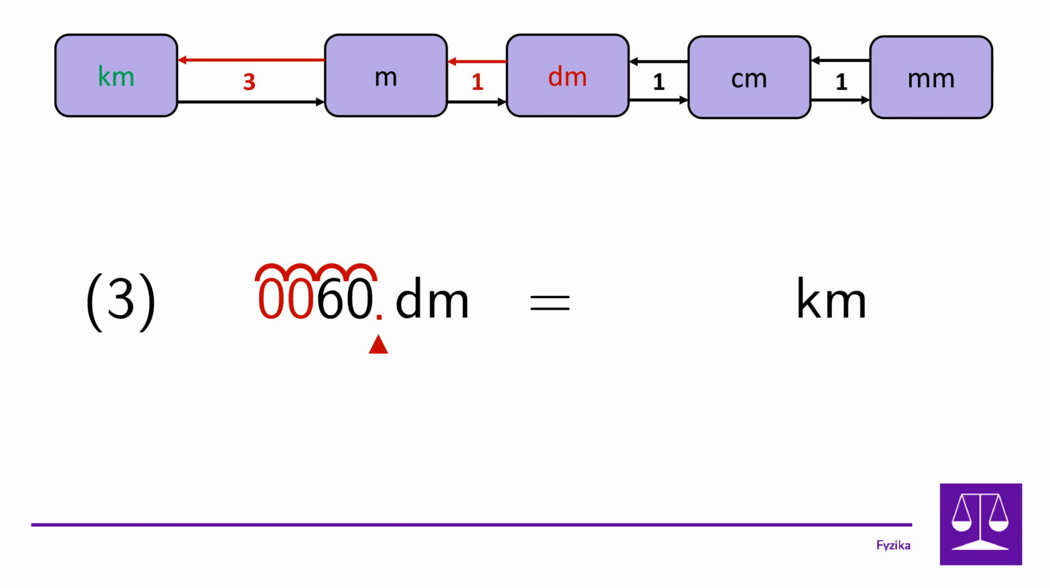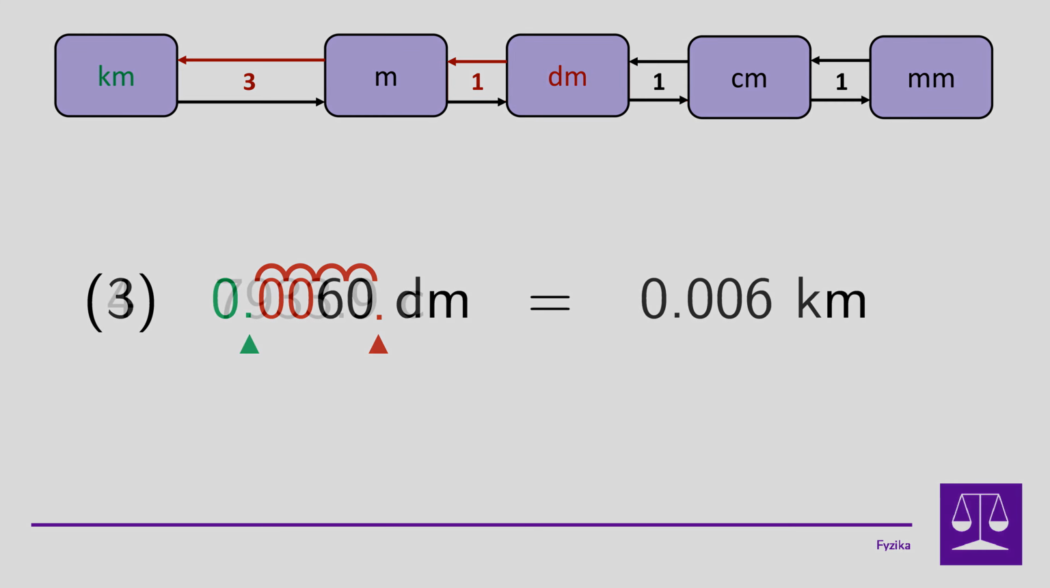Now we've already moved the decimal point 4 to the left. However, since the decimal point must be between 2 digits, we add 1 more 0 and write a period between them. This gives us the number 0.0060. The 0 at the end is redundant, so we delete it from the number. So we get a result of 0.006. The result is that 60 decimeters is 0.006 kilometers. This completes the third conversion.